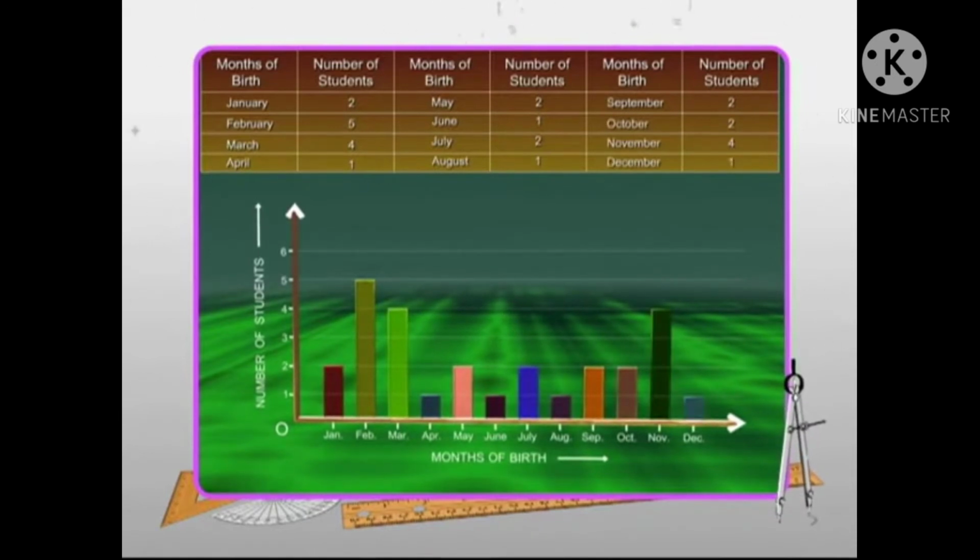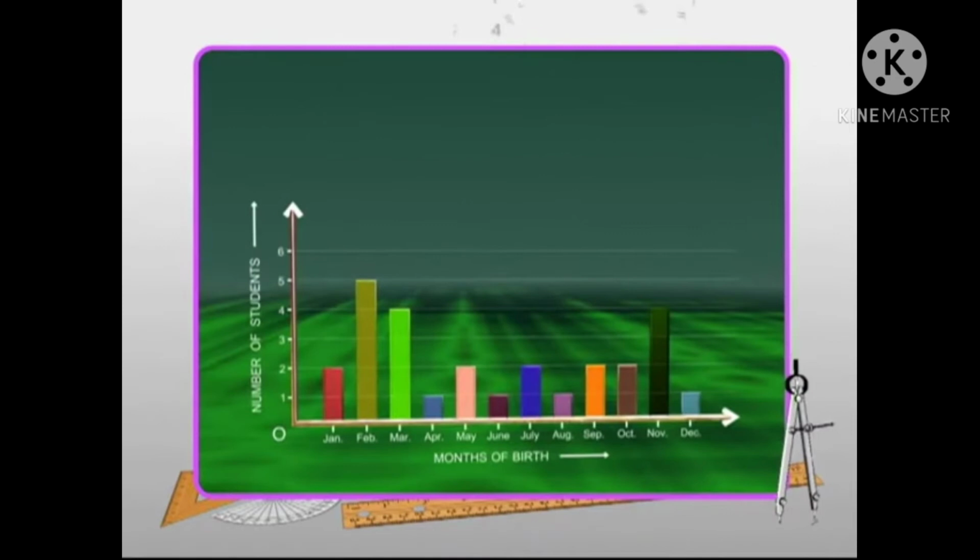Then draw different bars corresponding to each month such that the height of each bar is equal to the corresponding frequency of each month. From the bar graph, it's easy to make out that 2 students are born in the month of January. Likewise, there are 5 students who are born in the month of February. Similarly, you can tell the number of students born in different months. So, while looking at the heights of the bars, you can easily tell that the maximum number of students are born in the month of February, and the minimum number of students are born in the month of April, June, August and December.